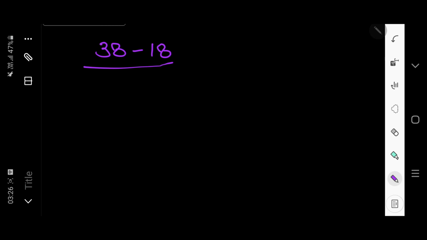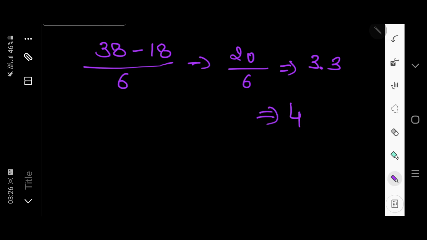So the number of intervals depends on the requirement in the question or on the person. So let's say I want to make 6 intervals, so I can write it here as 6. So it will be 20 divided by 6, which is 3.3. Now this number is in decimal form, so what we do is we always round up the number. So it will be 4. So now we have the class width as 4.